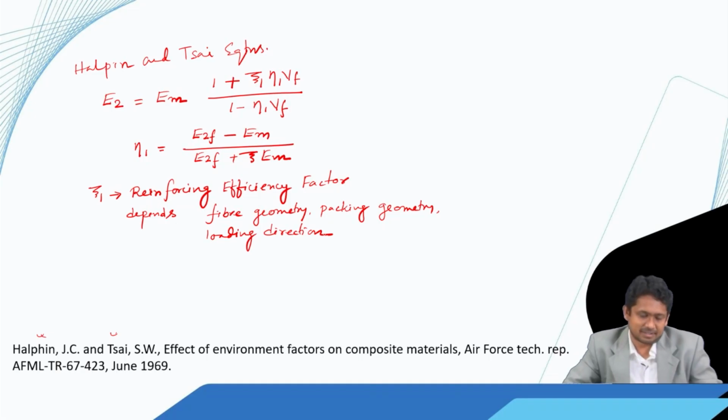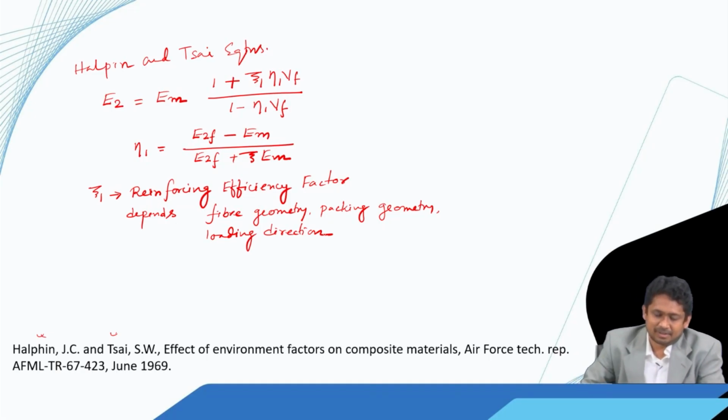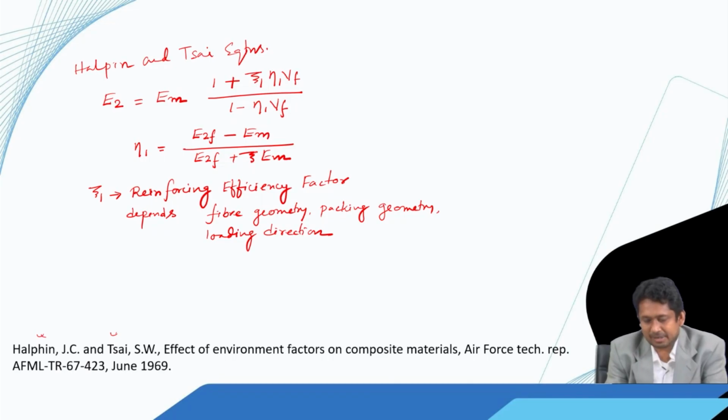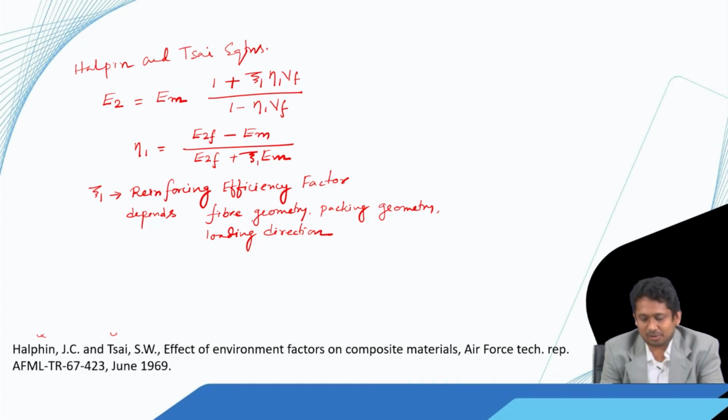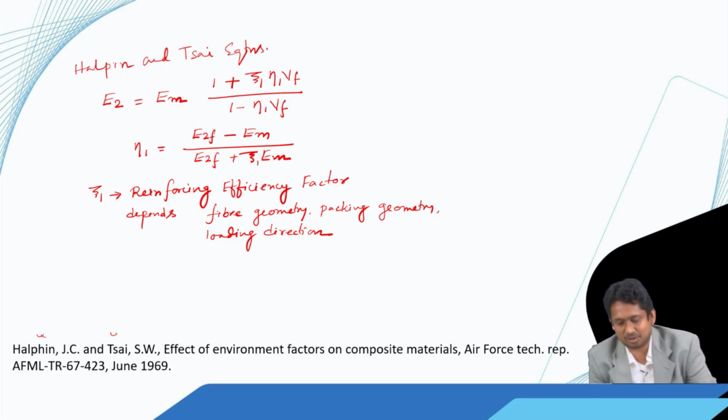So, this is an empirical relation where xi 1 is a parameter that we can control, and depending on the fiber geometry, packing geometry and loading direction, this xi 1 can be different, and that gives us different values of E 2. Whatever we derived just now based on the strength of materials approach does not have any provision which makes E 2 dependent on these parameters, but here E 2 can be dependent on fiber geometry, packing geometry and loading direction.